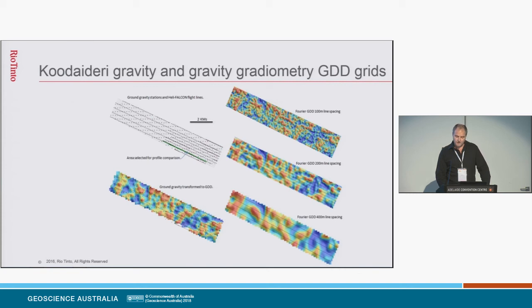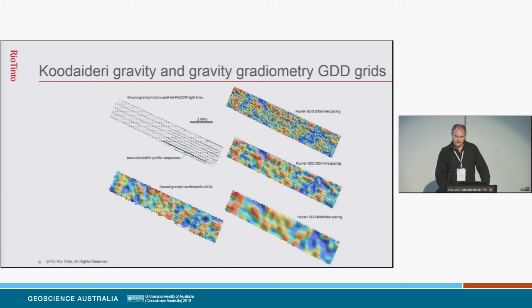The ground gravity data was acquired predominantly on a 100 by 400 metre grid, and as mentioned has been upward continued and transformed to GDD for comparison to AGG. This transformed ground gravity matches the character of the 200 metre flight line spaced Heli-FALCON. For me this indicates that for detrital iron ore exploration, a tighter line spacing for Heli-FALCON is required when comparing to what you need from ground gravity.